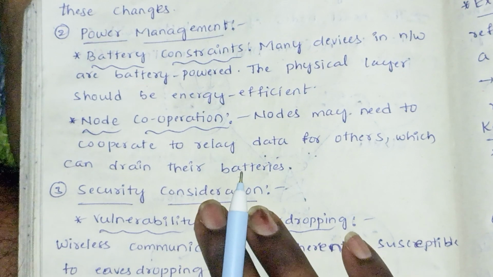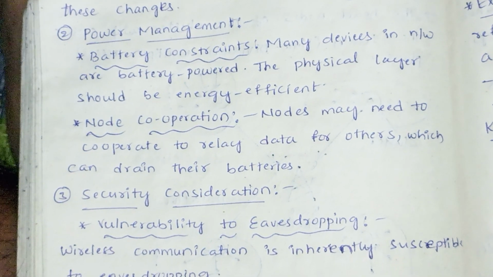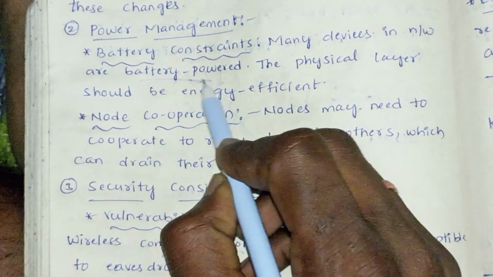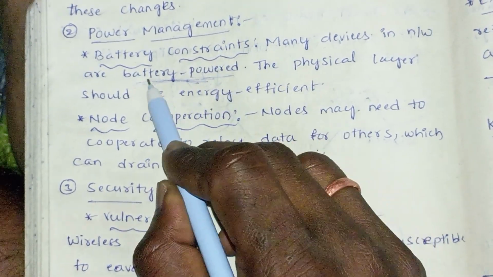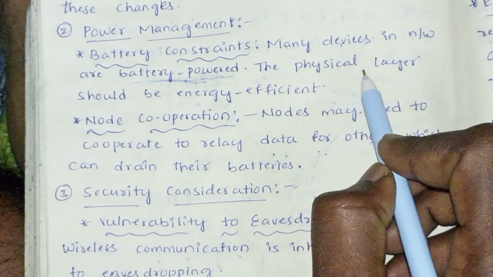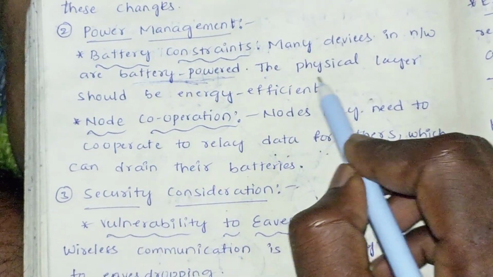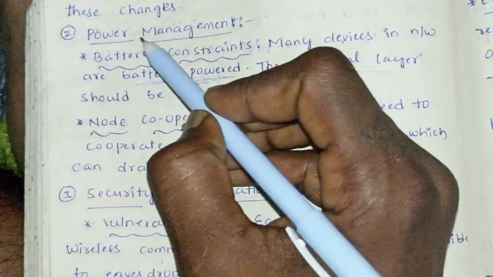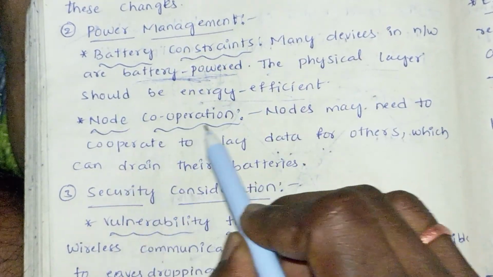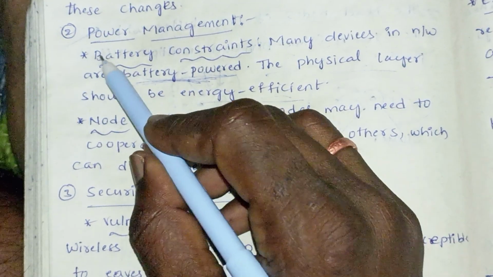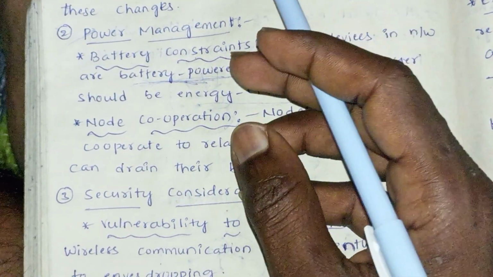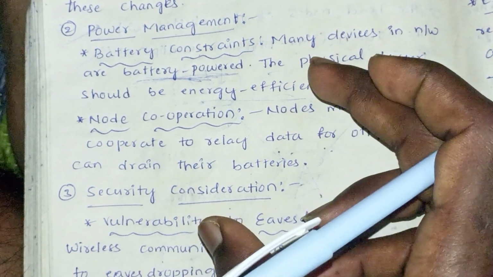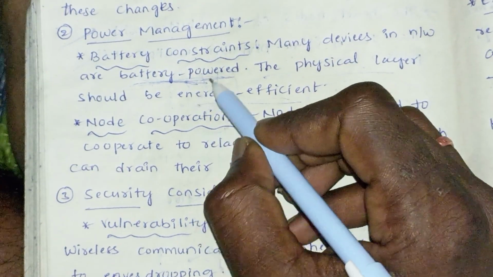And power management. What is power management? Battery constraints. Many devices in the network are battery powered. As I already told, the ad-hoc network has battery-powered devices, and the physical layer should be energy efficient. In power management we have two types: battery constraints and node cooperation. We discussed battery constraints: devices in a network are battery powered, right?